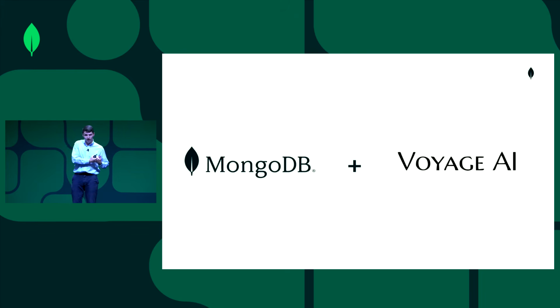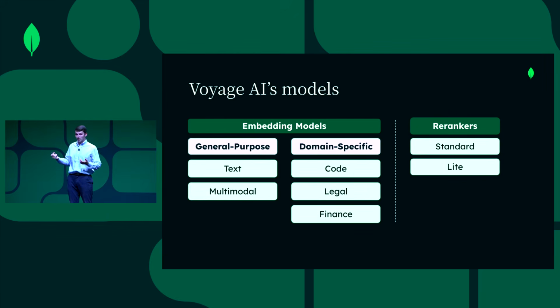Voyage AI, for those that don't know, is a leading provider of embedding models and re-ranking models. So they provide domain-specific and general-purpose text embedding models. They also have a new contextualized text embedding model, which takes into account parent context. You can provide a chunking strategy along with a parent document, and it will split it for you and condition the child embeddings on the parent documents, or rather on the adjacent chunks. And then there's also re-ranker models.